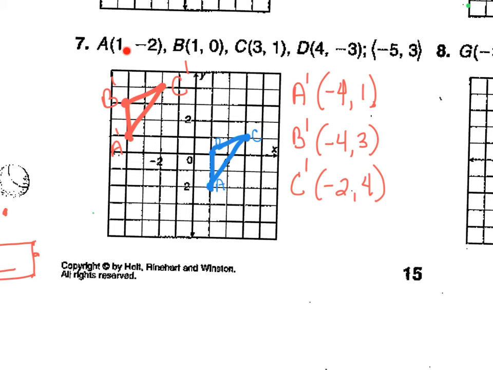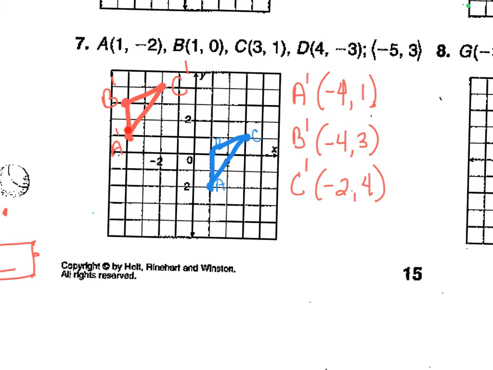So negative 5 plus 1 is negative 4. 3 plus negative 2 is 1. And then the second point B, negative 5 plus 1 is negative 4. And 3 plus 0 is 3. For point C, 3 and negative 5 is negative 2. 1 and 3 it's 4. Once you get your coordinate points, plot the points, and this is what you have, A, B, C. And then at the end, just make sure you mark your vector.